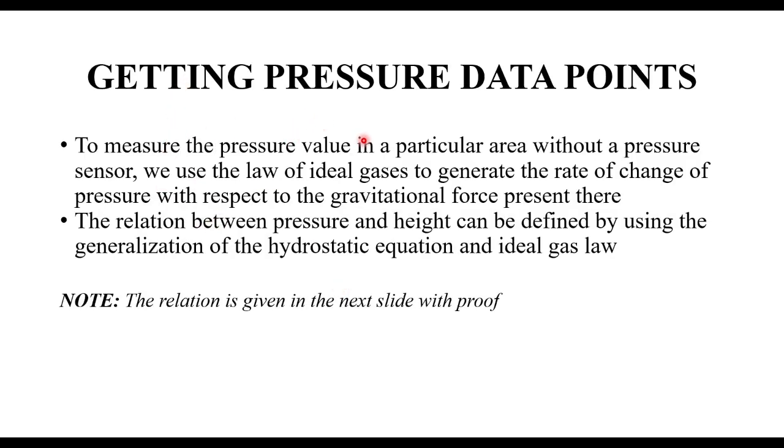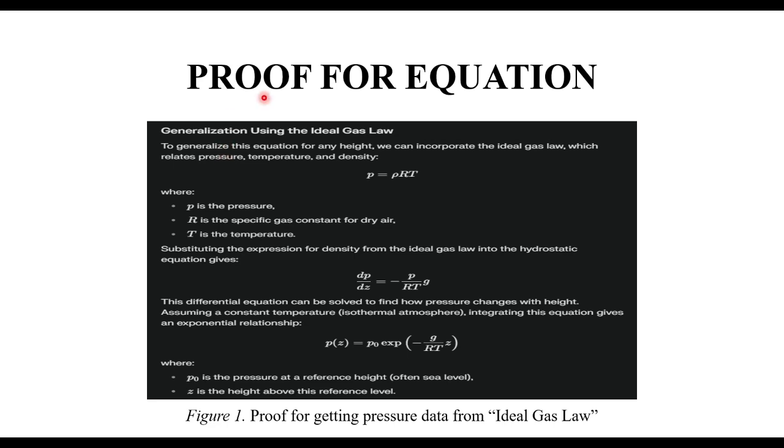So to get pressure sensor data, we use something known as the ideal gas law to generate the rate of change of pressure with respect to the gravitational force present there. So this is a proof of the ideal gas law which we used.